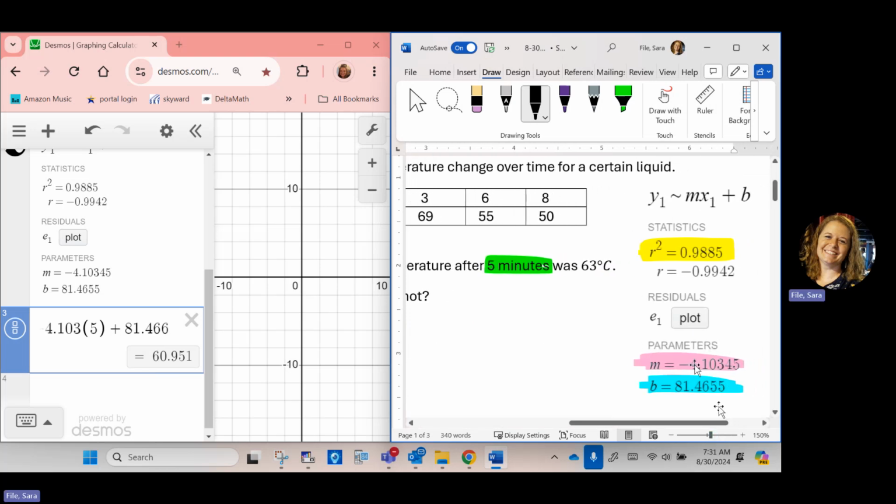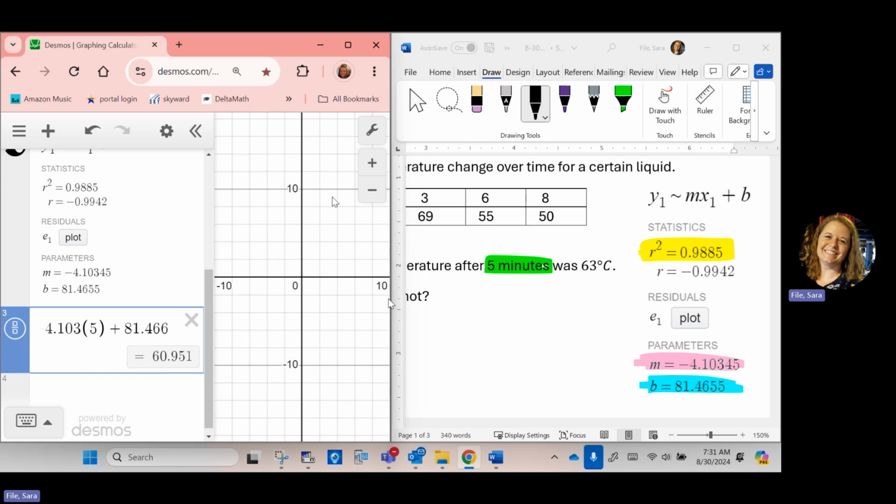Let's check. What if I used all of these decimals? Let's see if that gets us a little closer. So I'm going to say 4.10345 and 81.4655. Still at 60 point something. So it didn't matter how many further decimals we used, it still didn't get us to 63 degrees. So I'm just going to leave it back at the hundredths then, but it wasn't a bad idea just to double check that.